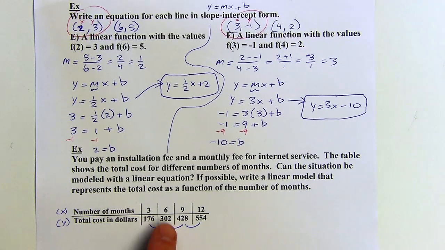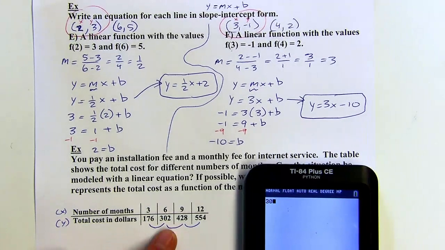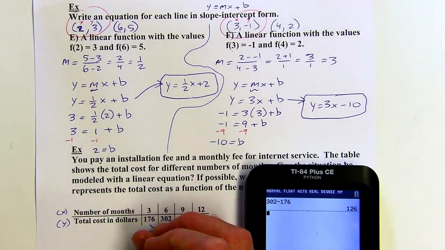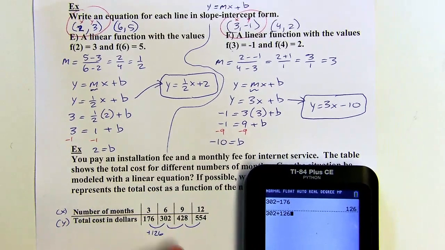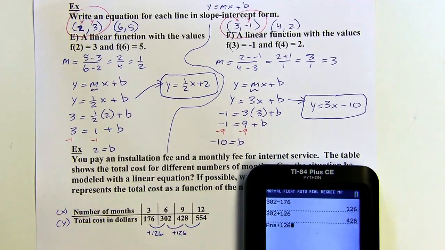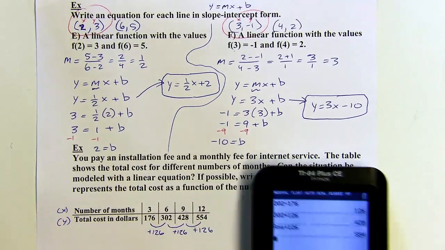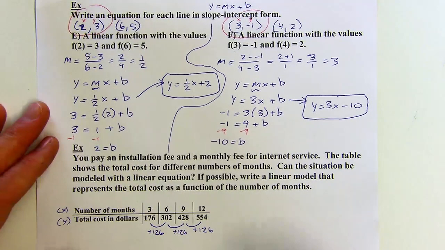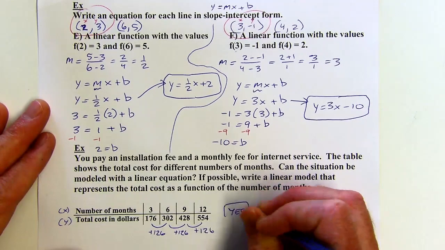So I'm thinking 176 plus something is 302. Well, I could just do 302 and subtract 176 from it. And that gives me 126. Okay, and then I want to check, 302 plus 126, does that get me to 428? It does. And then add 126 again. That should get me to 554, and it does. So I do have a common first difference. So my first answer is yes. It does fit a linear equation.